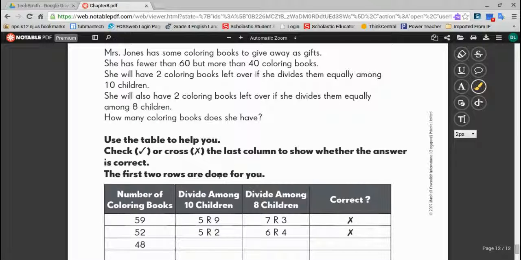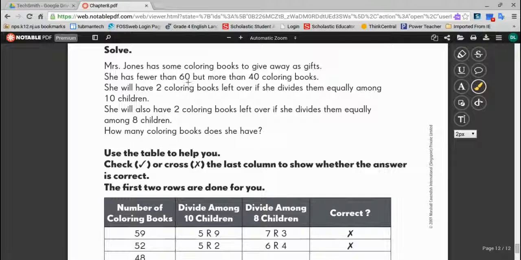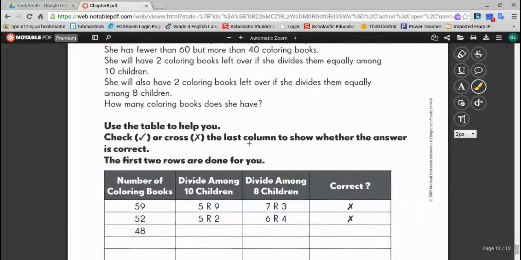Okay, so let's use the table to help us figure that out. So she has fewer than 60, but more than 40. All right, so they did a couple of them for you right now. They did 59, and they divided 59 by 10, and they got 5 remainder 9. They divided 59 by 8, and they got 7 remainder 3. So they didn't get the 2 coloring books left over. I know leftover means remainder, so you want a remainder of 2. So we don't have a remainder of 2, so that's not correct.